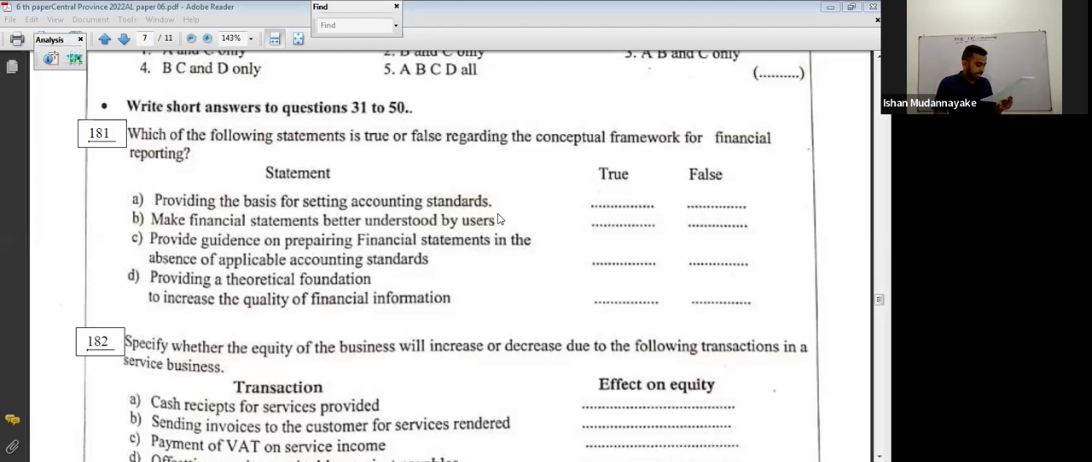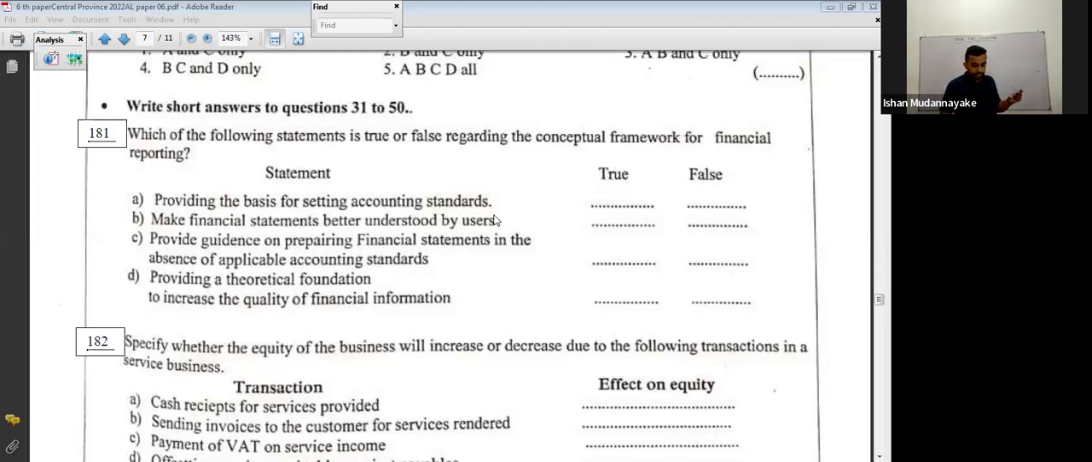C. Provide guidance on preparing financial statements in the absence of applicable accounting standards. If there are no applicable accounting standards, the conceptual framework provides the basic guidelines to make decisions regarding accounting matters. True or false? Yes, that is true.